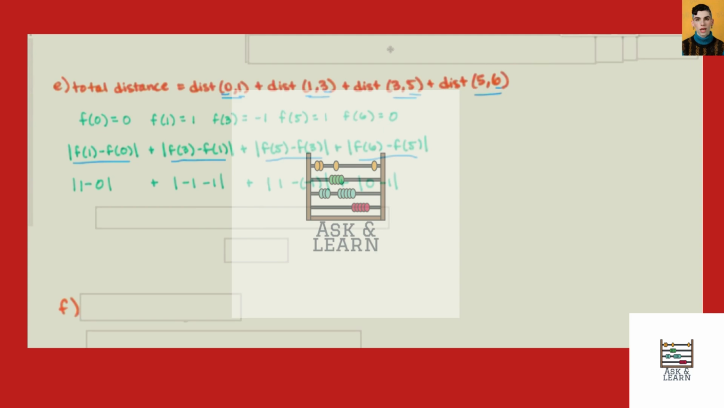So we substitute our numbers in there, and then we get 1 plus 2 plus 2 plus 1. So that gives us a total distance traveled of 6 feet.